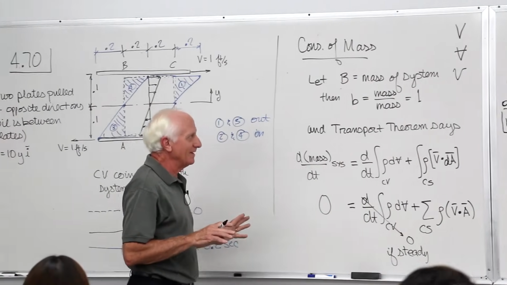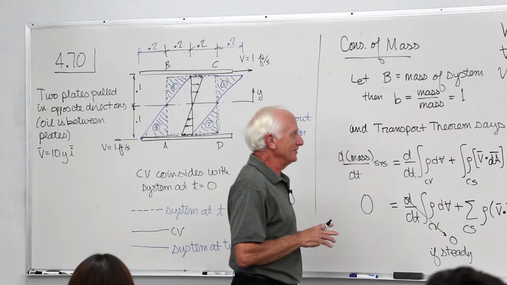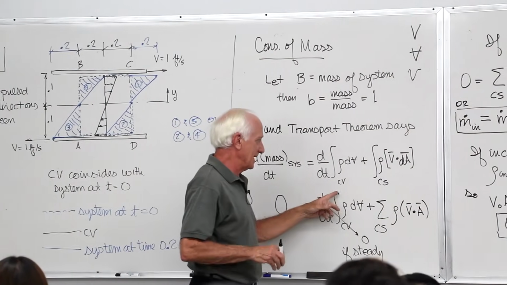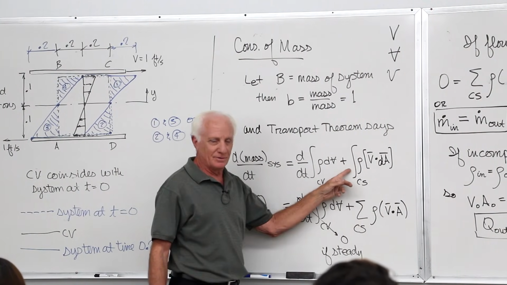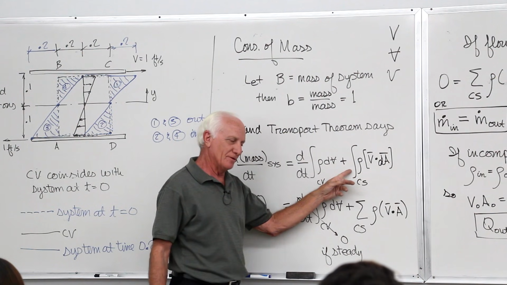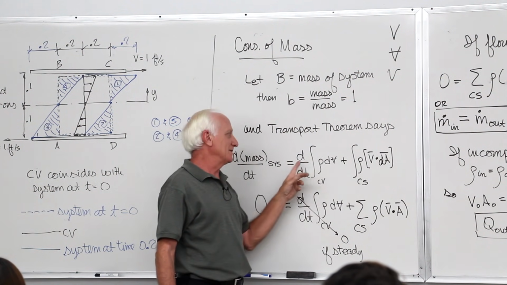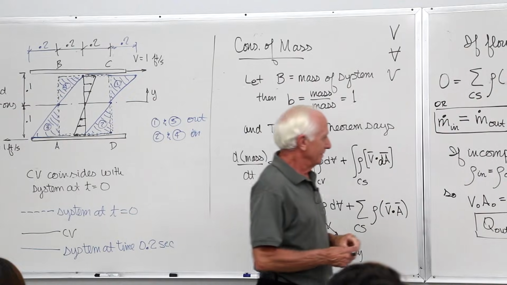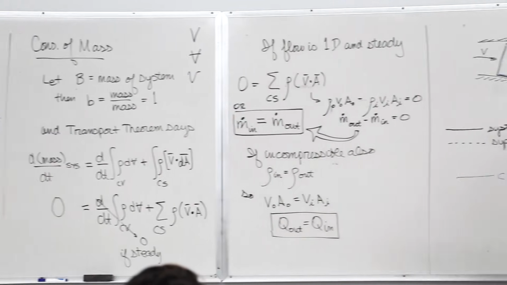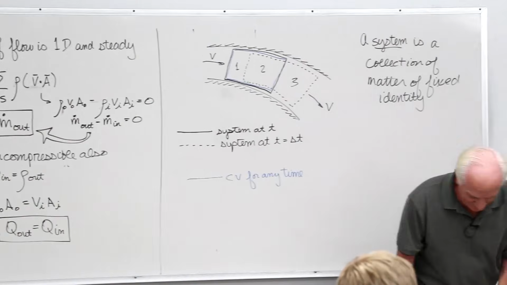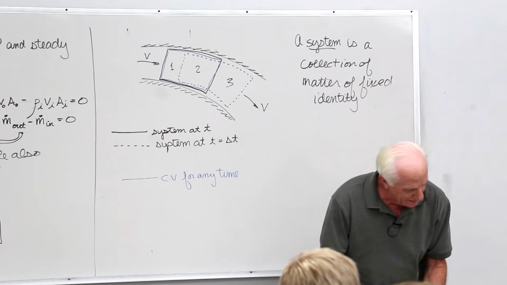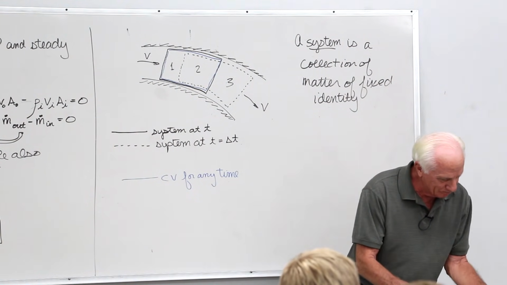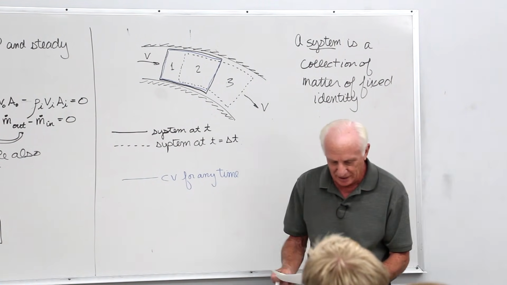But if those aren't true, you have to go back to the basics like this. If it's not steady, you have to use the integral. If it's not uniform, pardon me, use the integral. If it's not steady, keep the time derivative term in there. So that is the conservation of mass.